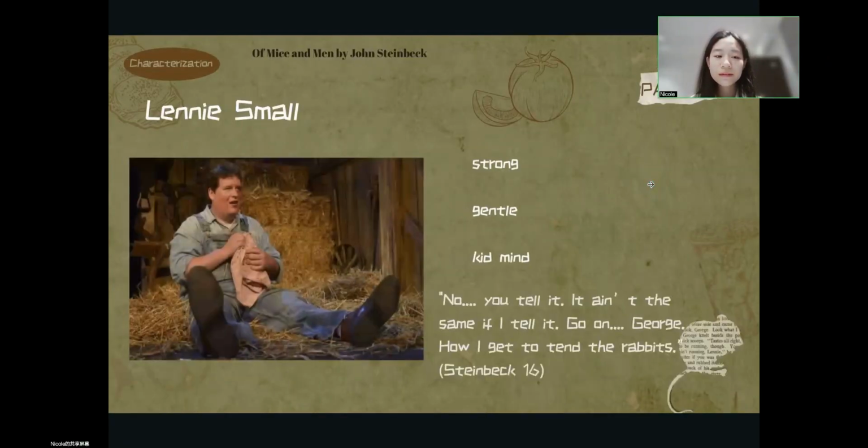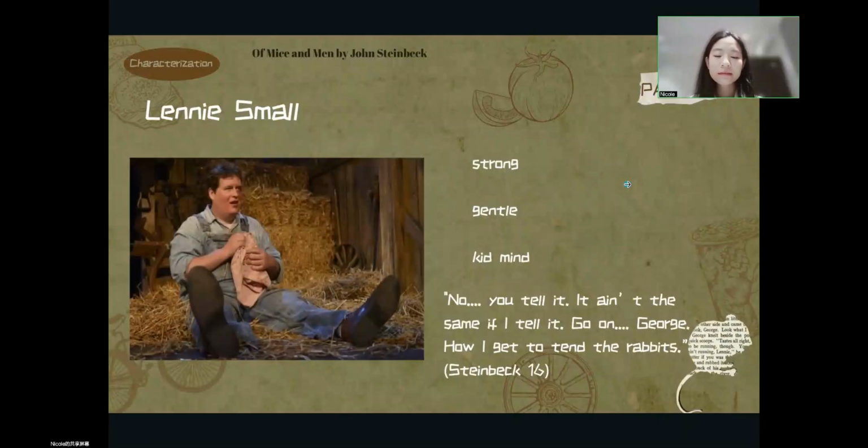And next person is Lenny Small. He is a really strong man, but has an intellectual disability, thinks like a kid and always forgets things. He's a gentle and kind man. He likes to pet animals, but does not understand his own strength, so he often hurts or kills the animals he pets. He depends on George intensely and dreams to have their own ranch one day.